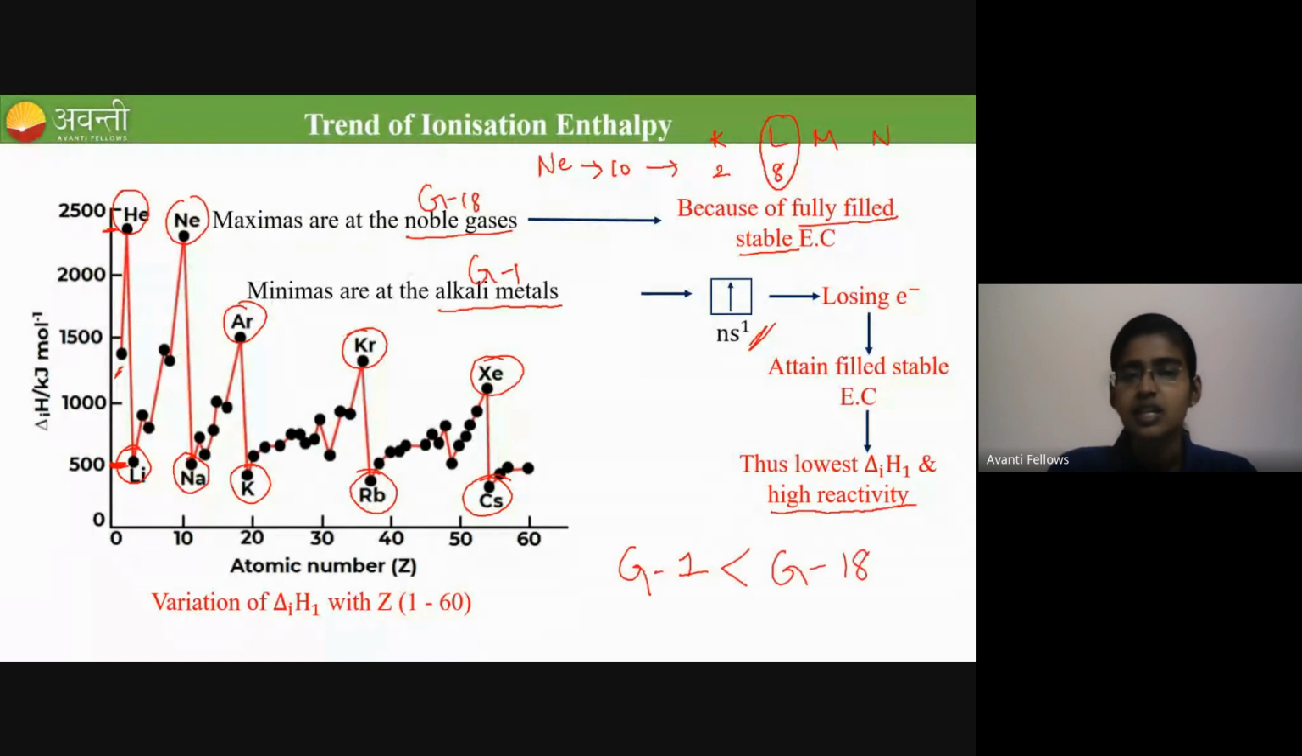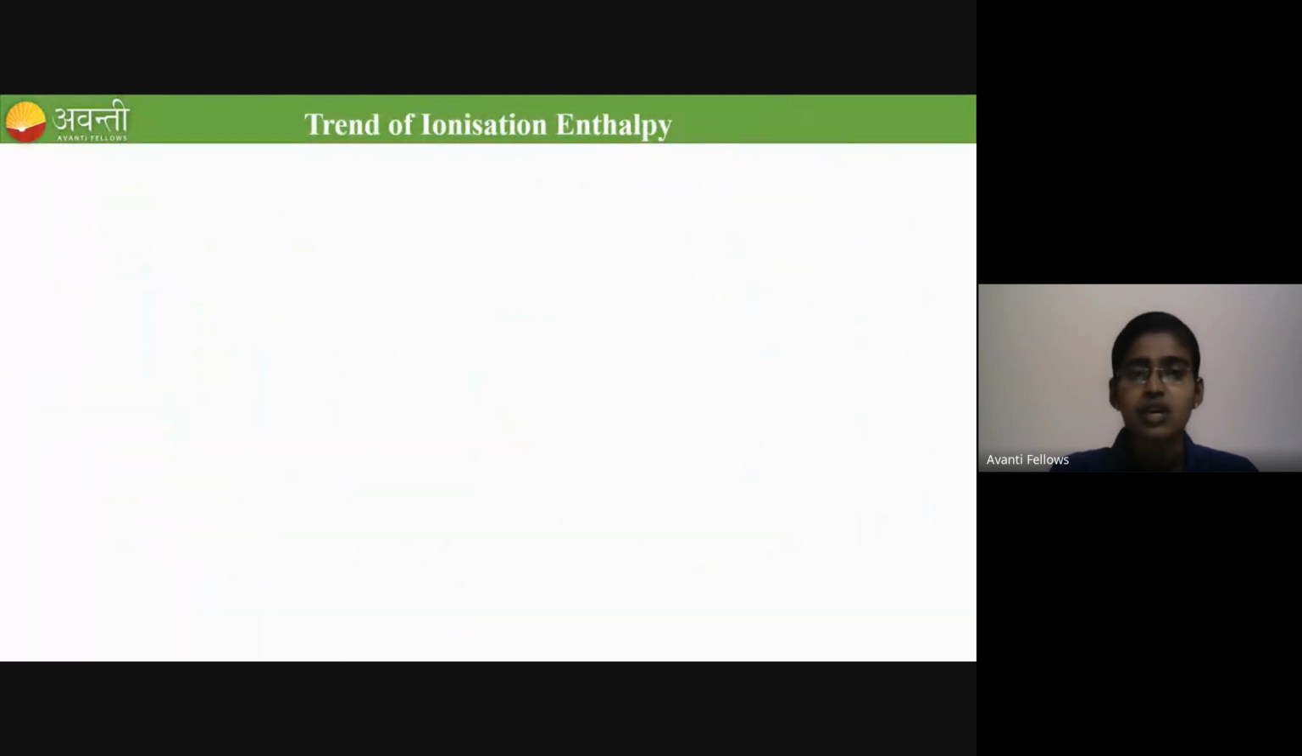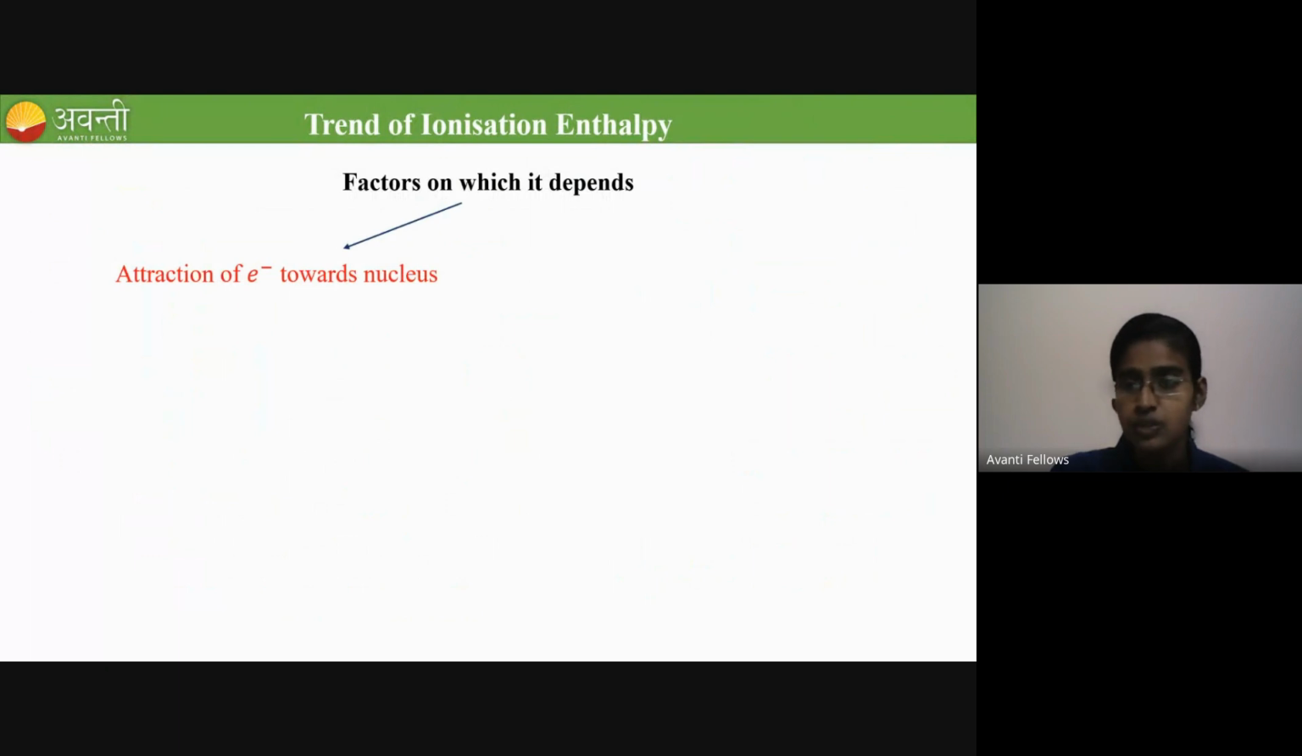So what is the trend observed for ionization energy across the period? Across the period from group 1 to group 18, from left to right, the ionization energy increases. This is the general trend. But there are also factors on which it depends. Ionization energy also depends on the attraction of electron towards the nucleus and the repulsion between the electrons.